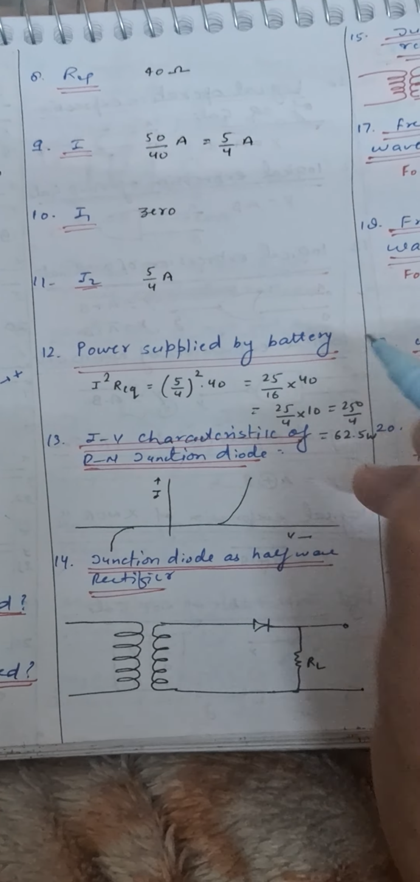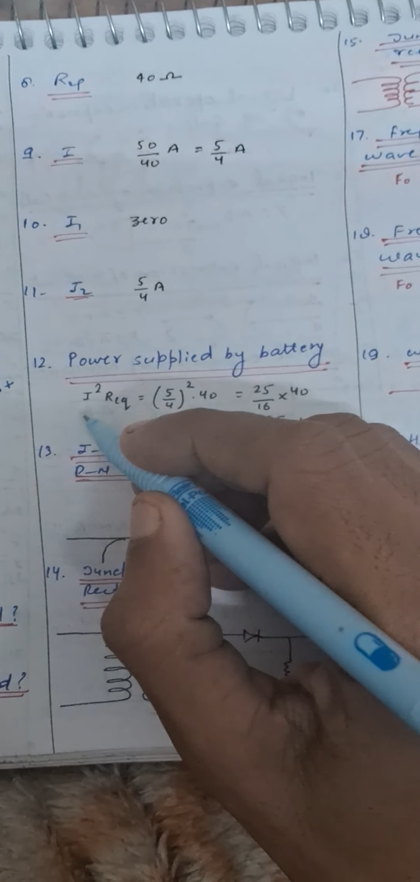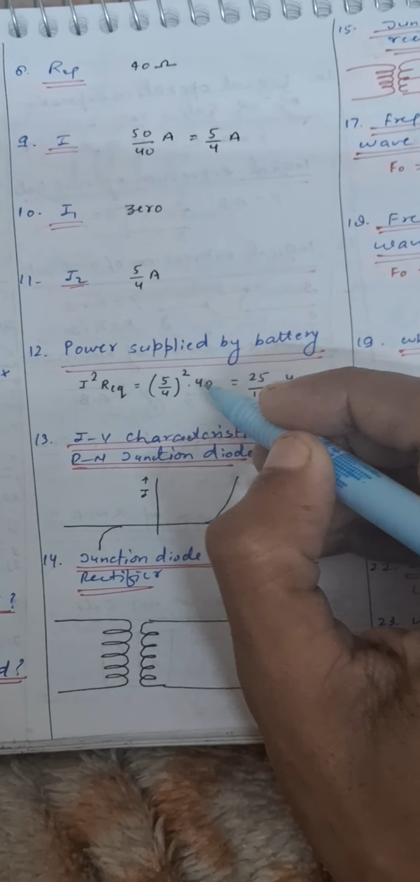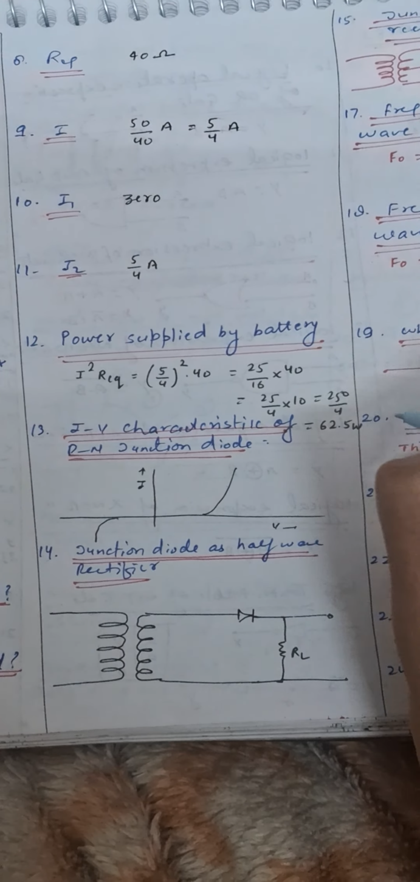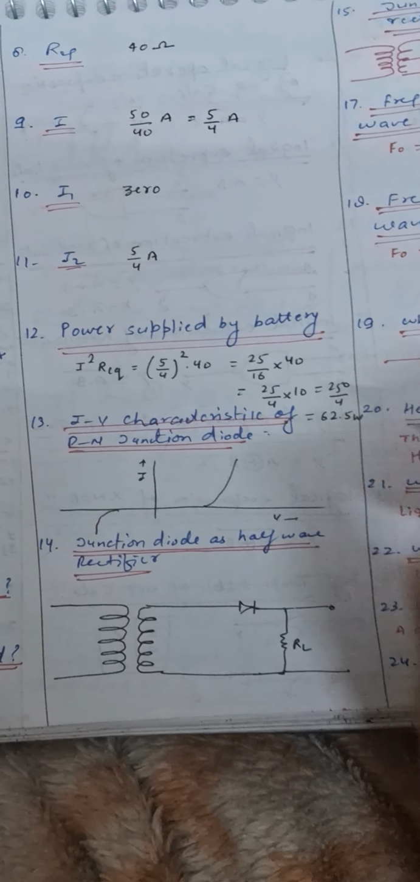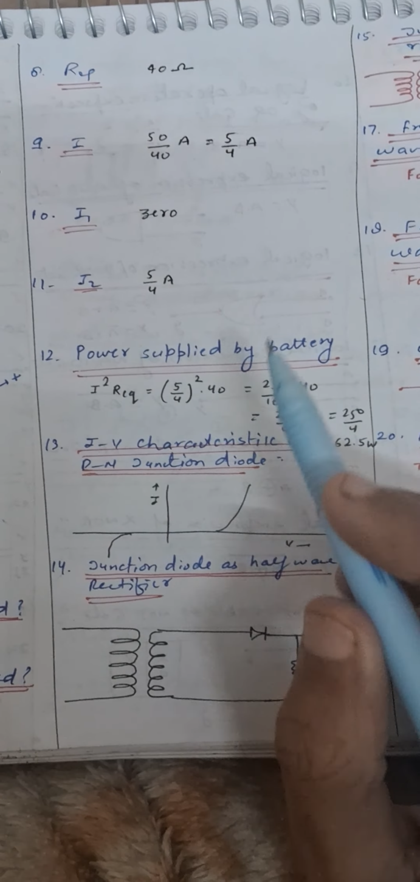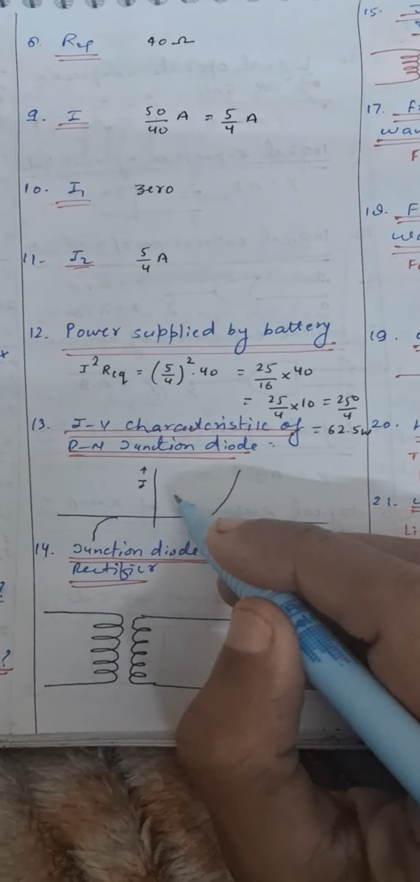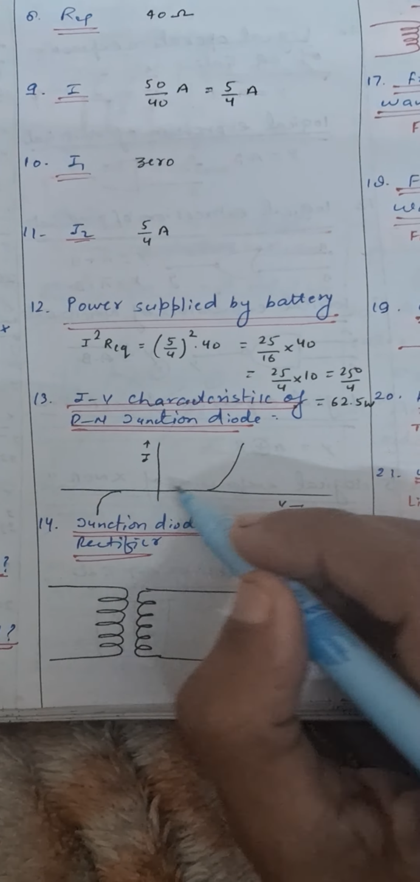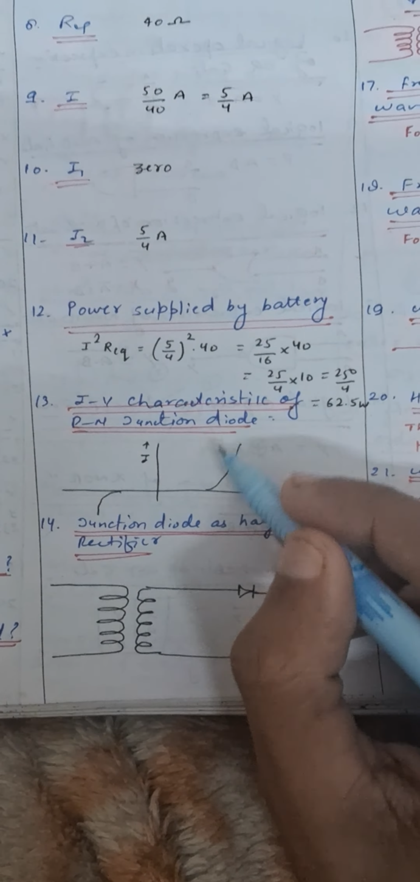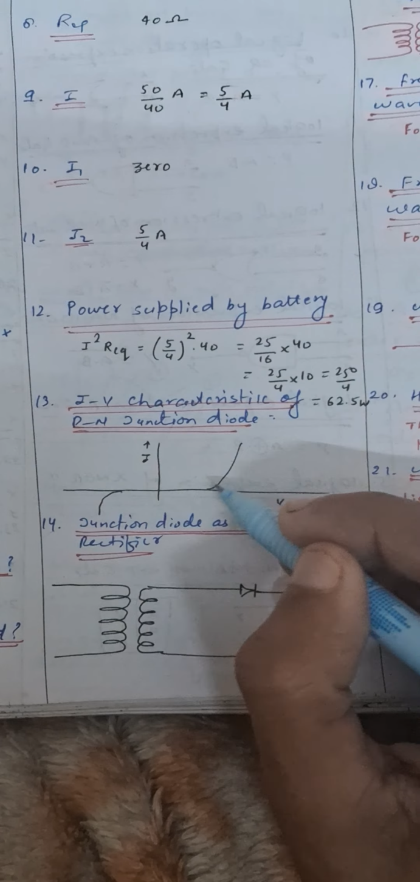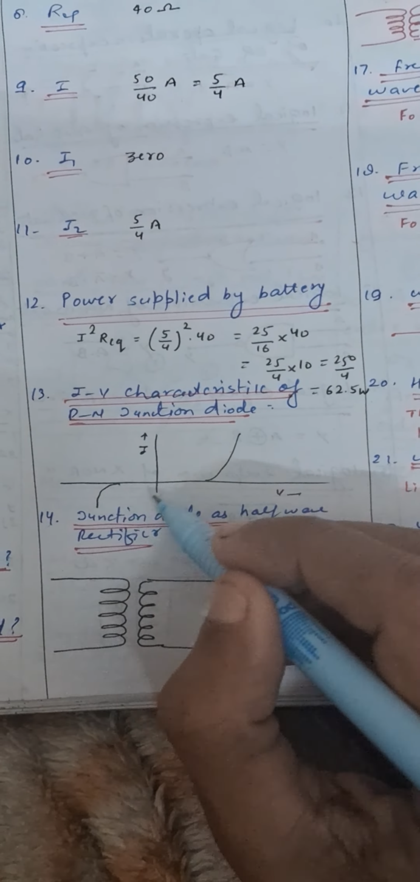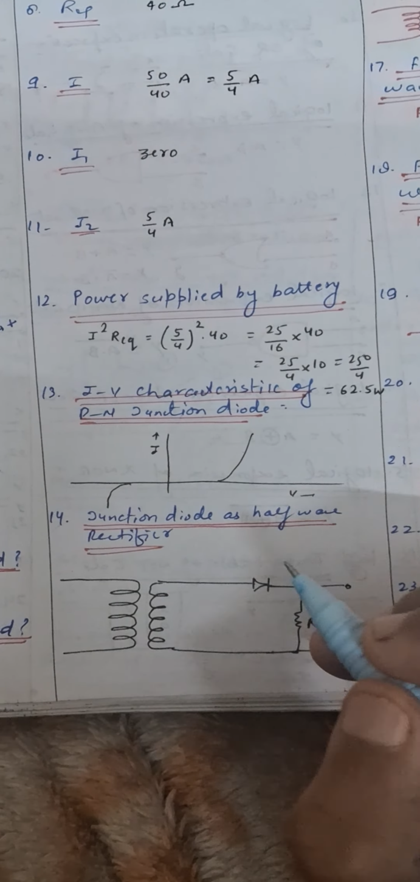Next is power supplied by the battery. Power supplied is I square into R equivalent. I is 5 by 4, whole square, R equivalent is 40. After calculations we get 62.5 watt. Next question is the IV characteristic of a PN junction diode. The characteristic is like this. Initially current is 0, and after the cutoff voltage is reached, I increases exponentially with V up to a certain limit, and in the reverse bias it's just like this.